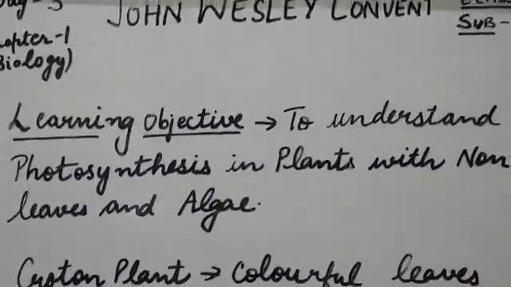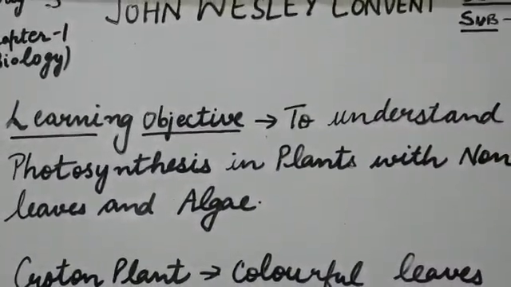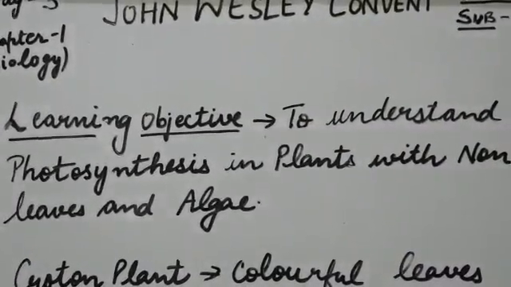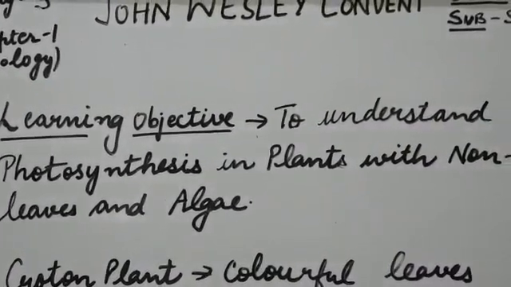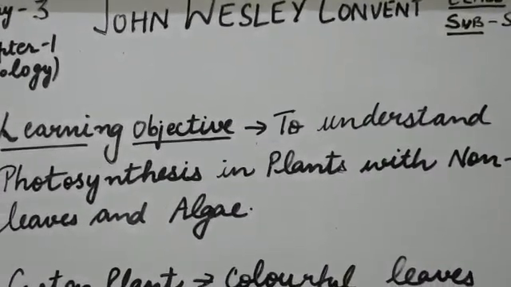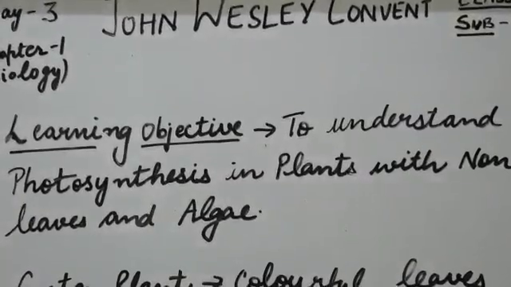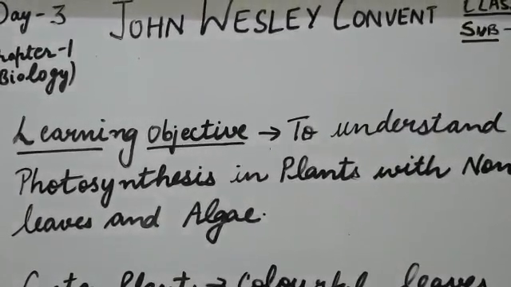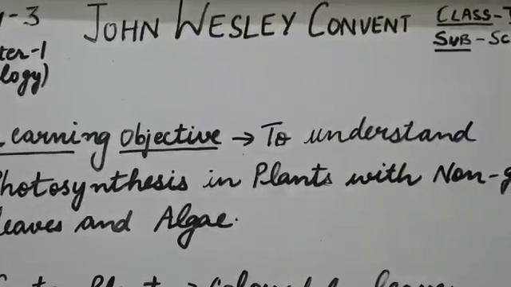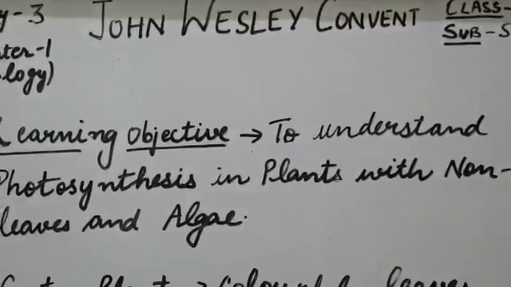We have discussed here that green plants prepare their food by themselves. Now the question comes: can only the green plants prepare their own food? Means, only the plants which have green leaves can prepare their own food? So now we'll discuss photosynthesis in plants with non-green leaves and in algae.